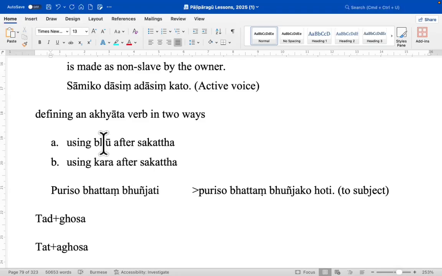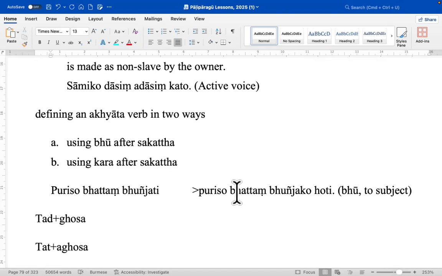Then hoti is the root bhū. Okay, hoti is the root bhū. That's why, using the root bhū, hoti, bhuñjati becomes bhuñjako. This is why bhuñjako, because it is referring to the word Puriso, which is the subject. So the root bhū, and then referring to the subject. So bhū becomes hoti, and then bhuñjati becomes bhuñjako. Why? Because of Puriso. The sentence comes to have two words in the nominative case, Puriso and bhuñjako, and hoti is added.